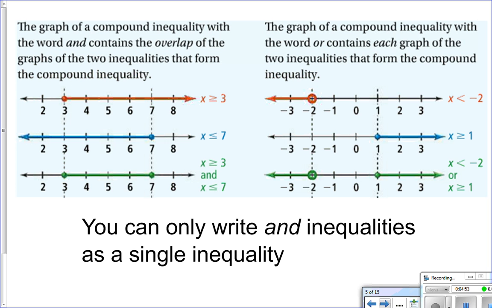All right, so the graph of a compound inequality with the word "and" contains the overlap of the graphs of the two inequalities that form the compound inequality. So here's an example. I have the graph x is greater than or equal to 3 and x is less than or equal to 7. So the graph for x is greater than or equal to 3 goes all the way to the right, and it's a filled-in circle at 3. X less than or equal to 7 is a closed circle on 7 and everything to the left.